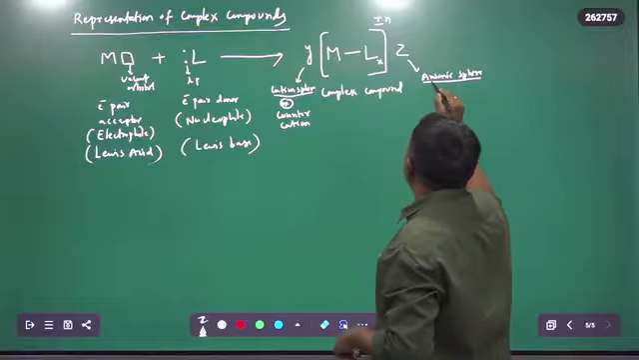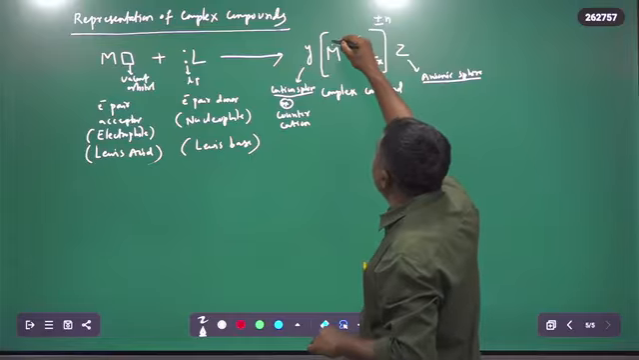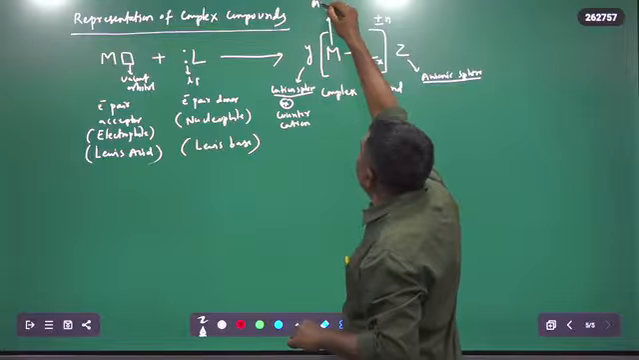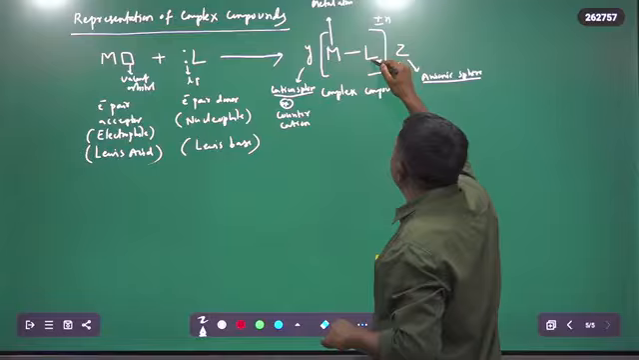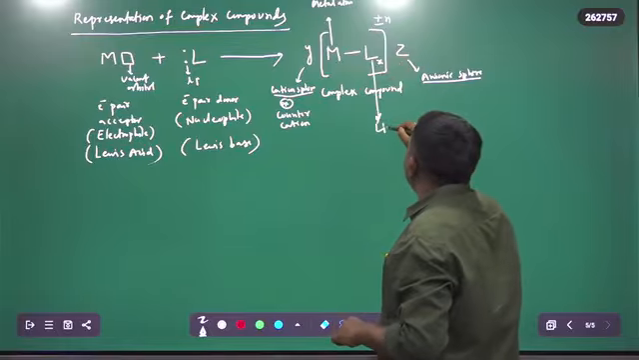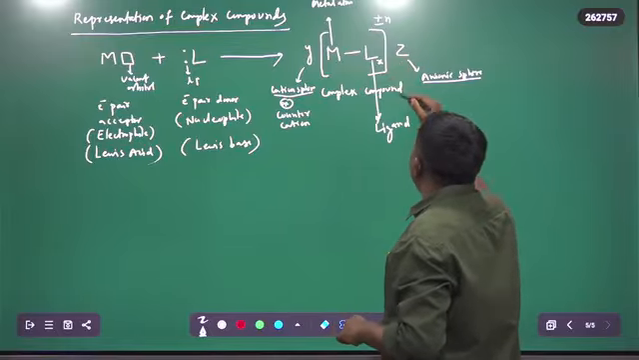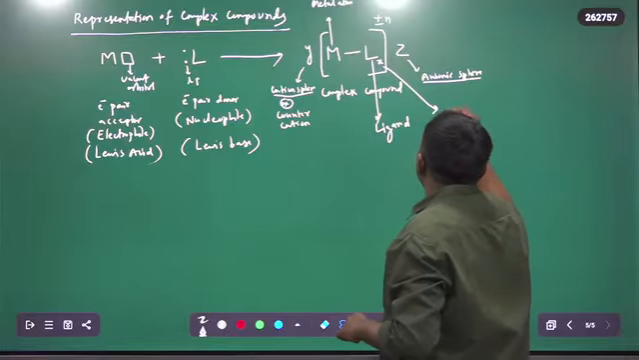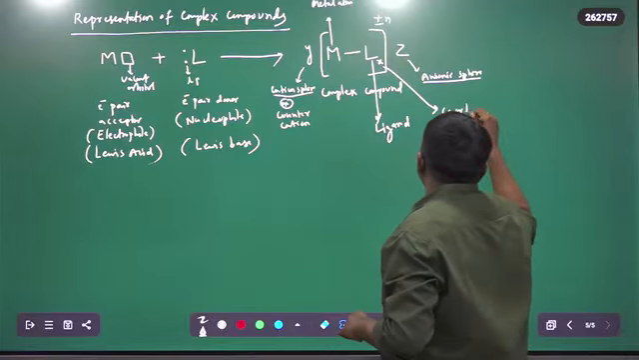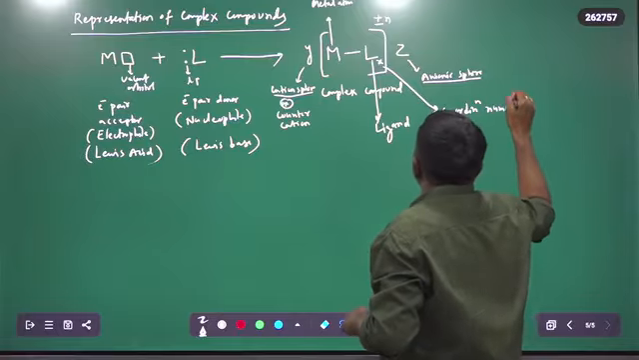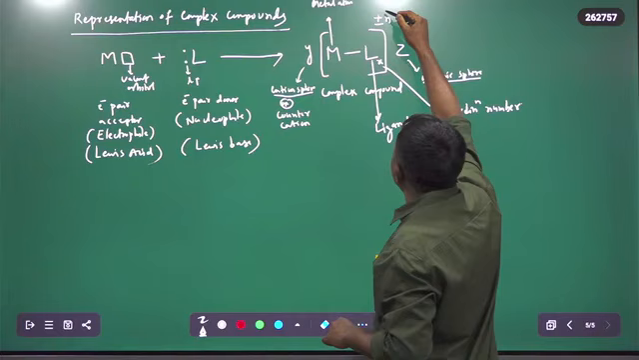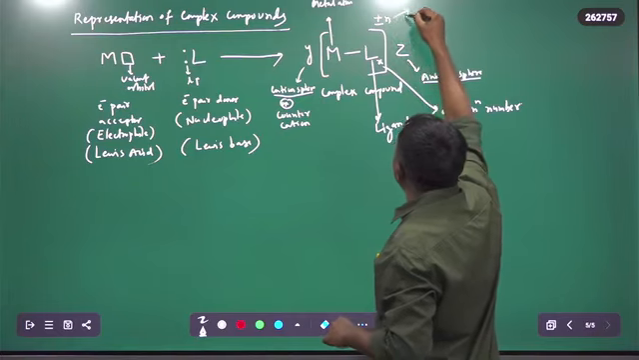And this is the anionic sphere, and M is the metal atom, the central metal atom. L is the ligand, and X is the coordination number. So X is nothing but what? Coordination number. And this is the anion, and this is the charge.